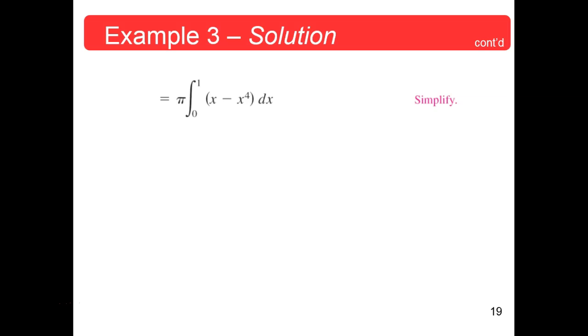Then when you do your integration, that's the easy part, isn't it? Setting up the problem is the hard part. Integration is usually the easy part. The calculus is the easy part. Pi times x squared over 2 minus x fifth over 5, evaluated from 0 to 1. And they don't show any of the details, just say it's 3 pi over 10.